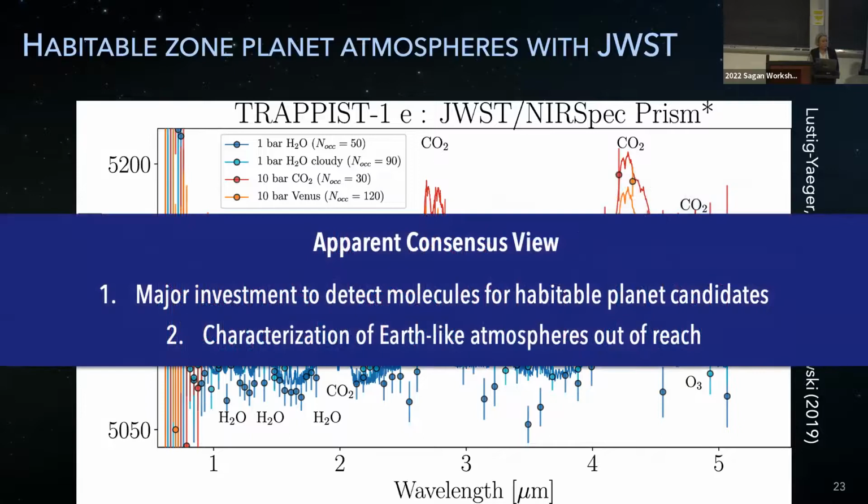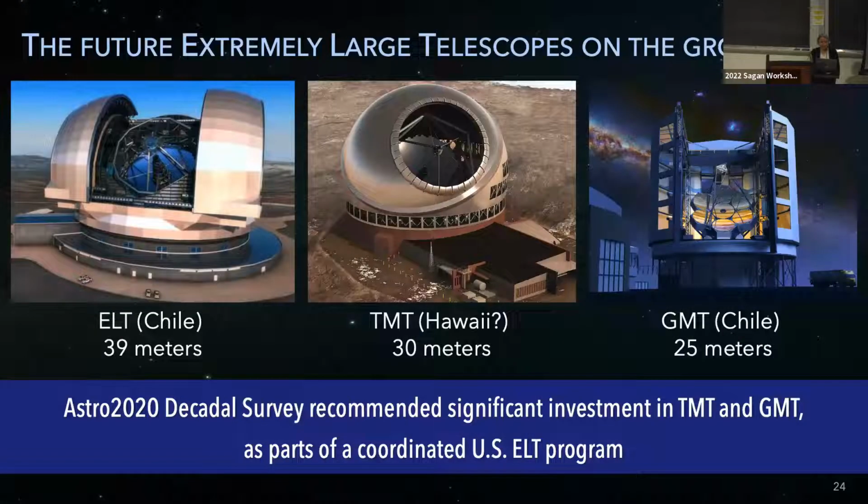Okay, so this work is broadly consistent with other JWST simulation efforts. And so it looks like it would take a major investment of JWST time to detect any atmospheric molecules, even for the best potentially habitable planet candidates. And detecting water vapor in a potentially habitable atmosphere looks to be out of reach for JWST. Okay, so now we'll see what the ground can do for us.